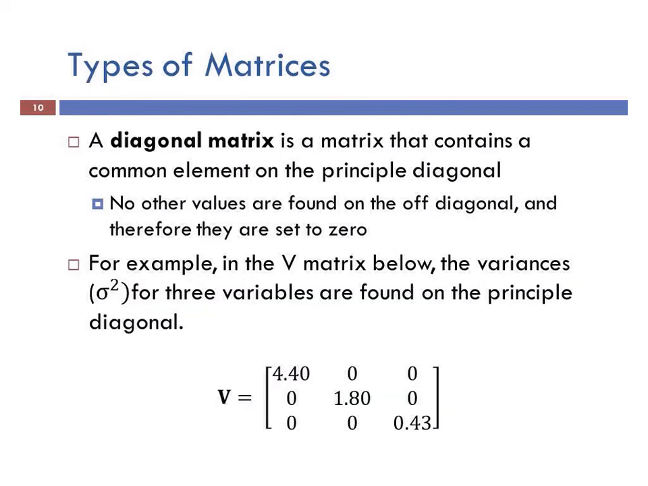A diagonal matrix is a matrix that contains elements on the principal diagonal, and no other elements are found, so they're all set to 0. A common example is called a V matrix, where the variances for all variables are set on the principal diagonal. So here we would have elements equal to sigma squared, or variance, and all other numbers set to 0. Later this semester, you're going to see important applications of diagonal matrices.